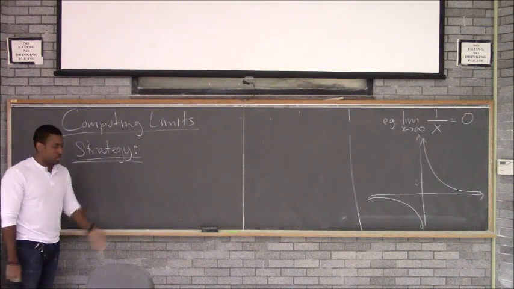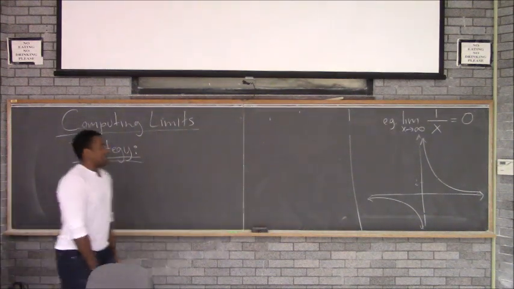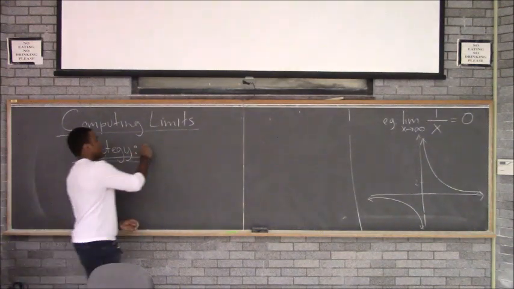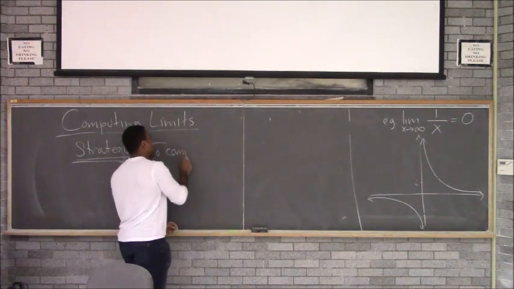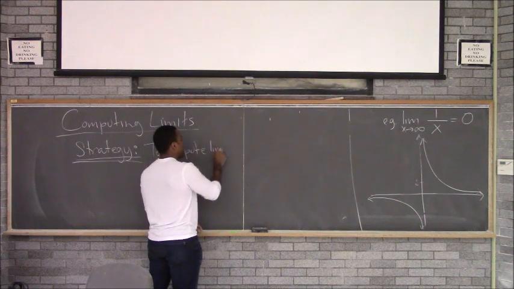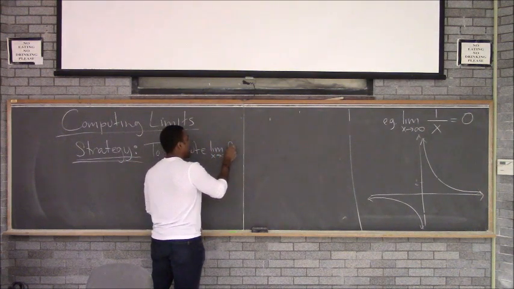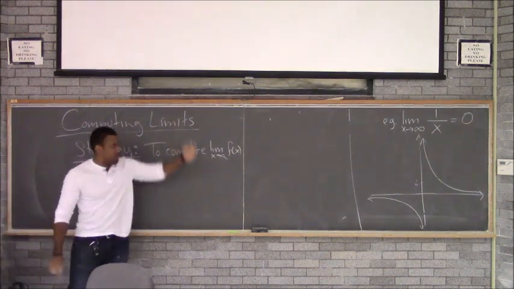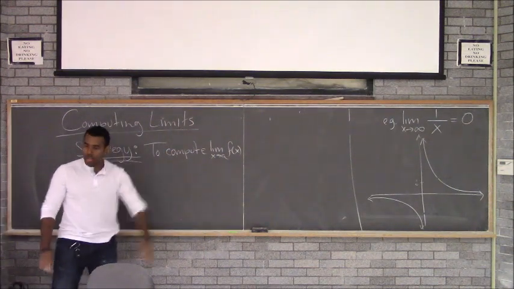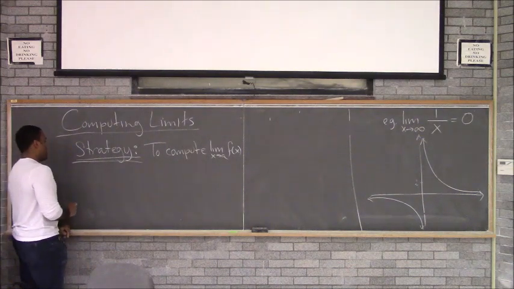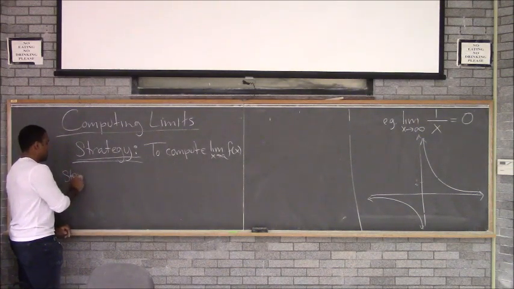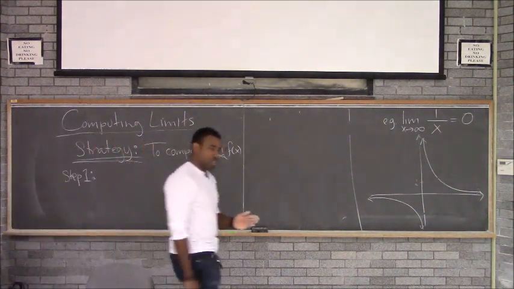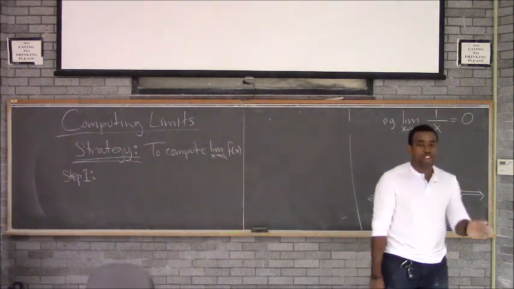Let's actually get down to it, because I'm going off on a tangent here. So, to compute the limit as x approaches a of f of x. I give you a random limit. This could look like anything. a can be anything, f can be anything. Here's step one. The first thing you're going to do if I throw a limit at you. This is always going to be the first thing you try.